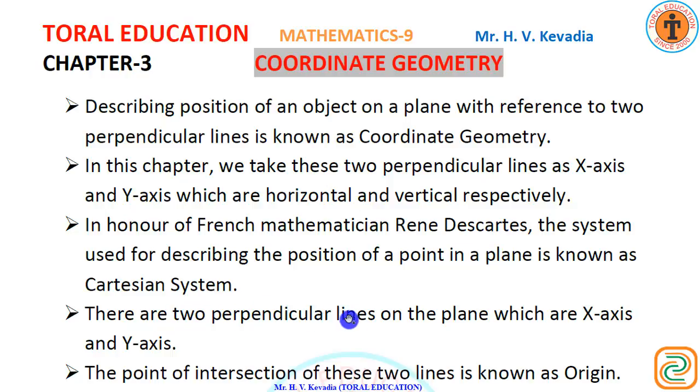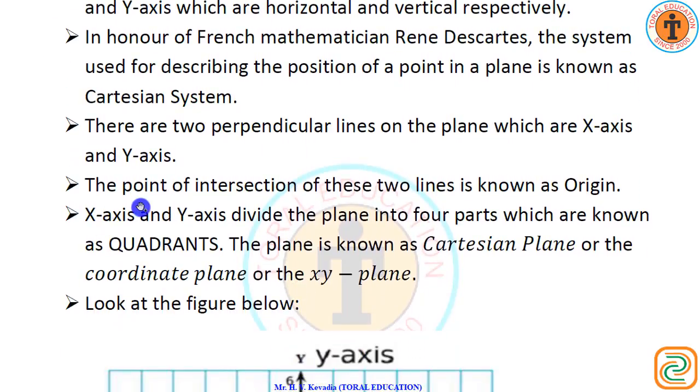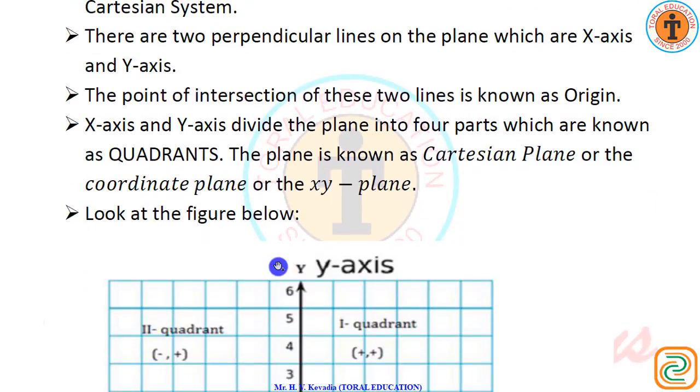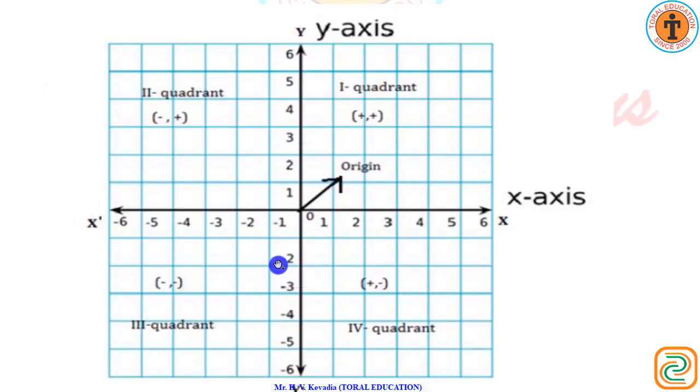There are two perpendicular lines on the plane, which are the x-axis and y-axis. Now, the point of intersection of these two lines is known as the origin. The x-axis and y-axis divide the plane into four parts which are known as quadrants. What do we call them? Quadrants. Here is the graph. The plane is known as the Cartesian plane, the coordinate plane, or the xy plane. These are the three names of this plane.